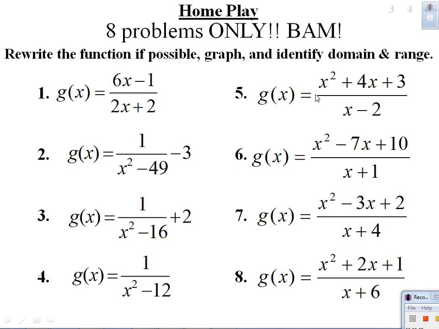Number 5, g of x equals x squared plus 4x plus 3 over x minus 2. Number 6, g of x equals x squared minus 7x plus 10 over x plus 1. Number 7, g of x equals x squared minus 3x plus 2 over x plus 4. And number 8, g of x equals x squared plus 2x plus 1 over x plus 6.